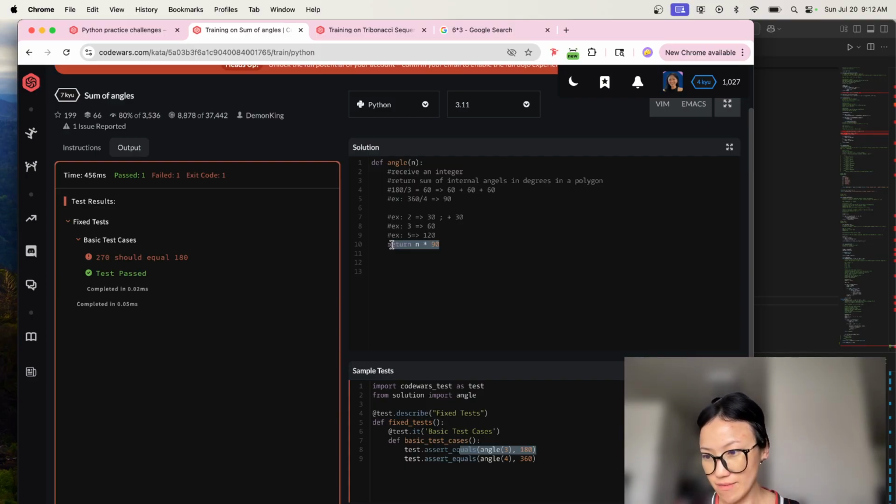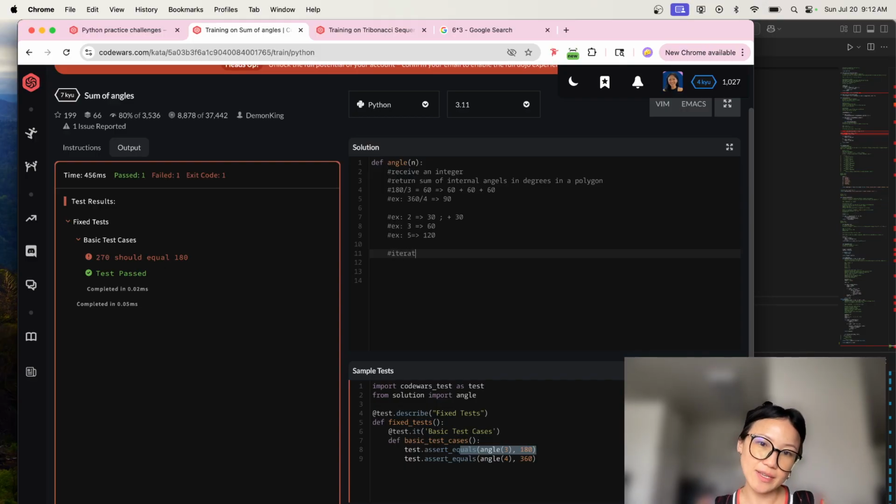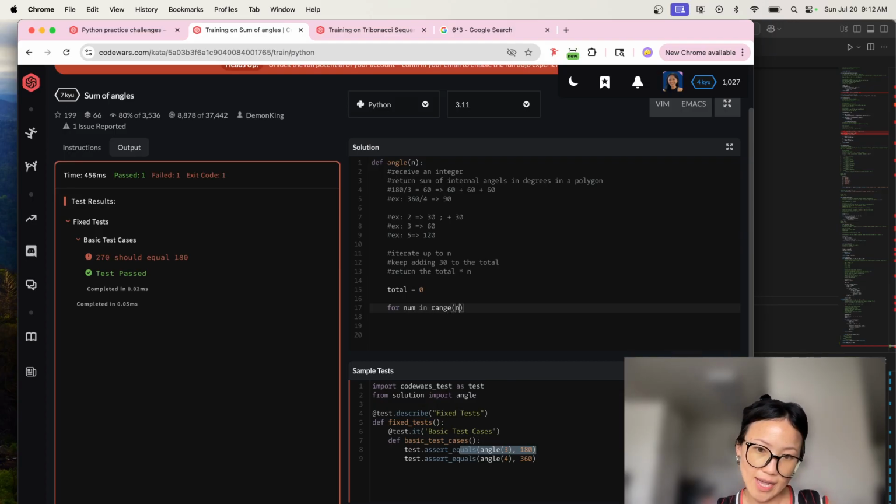The way I think about it: iterate up to n, keep adding 30 to the total, then return the total times n. So we're going to say the total is equal to 0, for num in range of n, we're going to go up through n, and we're going to say total plus equals 30. Then we're going to return total times num.